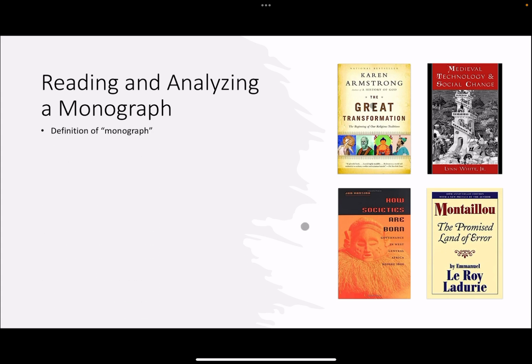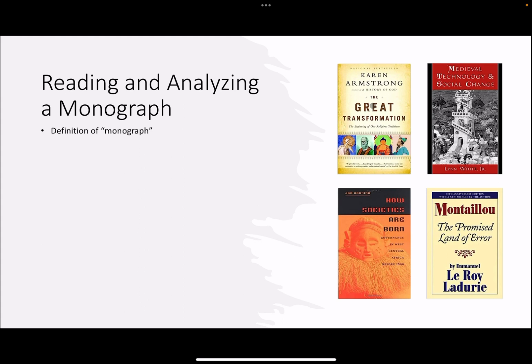It might be helpful to provide a definition of monograph, okay? A monograph is a book written on a narrow topic. Now, historians tend to write monographs, but monographs appear in, I think, most academic disciplines, right? You could read a monograph on music, for instance, or on political science, or something like that. The point is, it's a narrow, focused study that tries to make an argument about something.